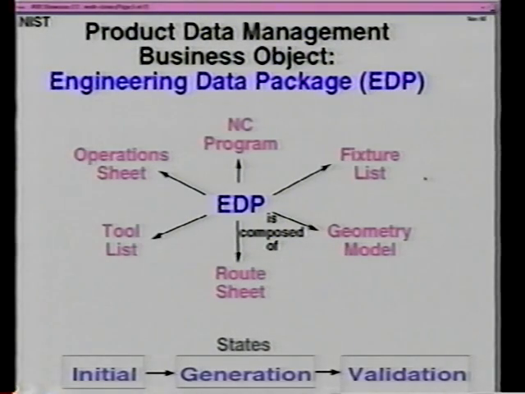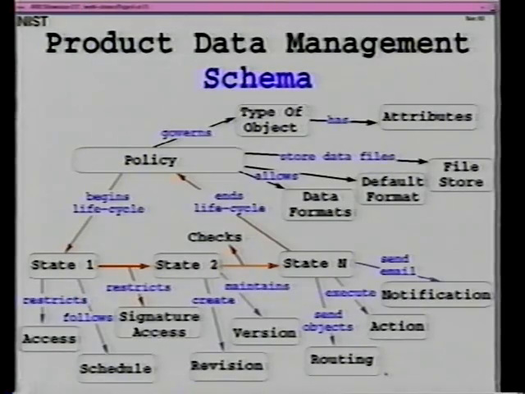This business model is centered around an engineering data package object that represents the machine-level engineering data required to produce the part in the virtual system. The data package consists of an NC program, tool list, fixture list, geometry model, operation sheet, and route sheet. The product data management system has a schema that can be instantiated to implement a business model.